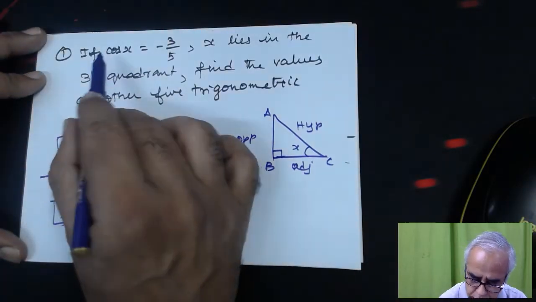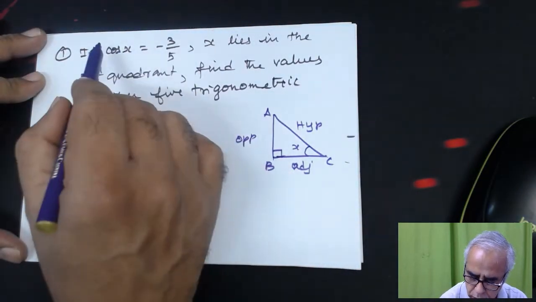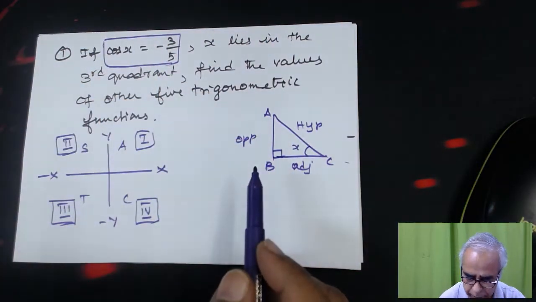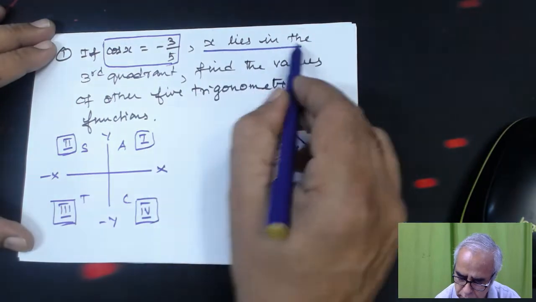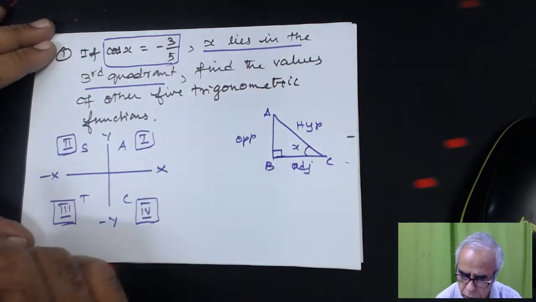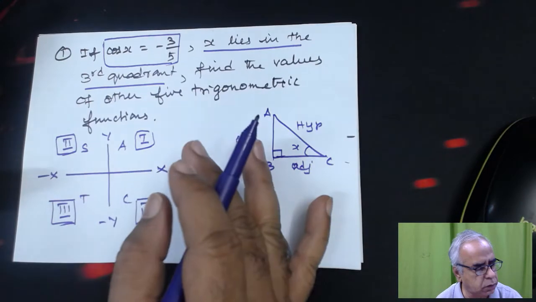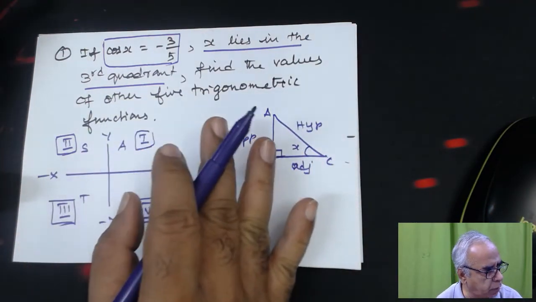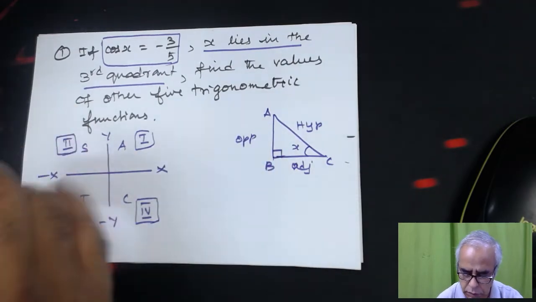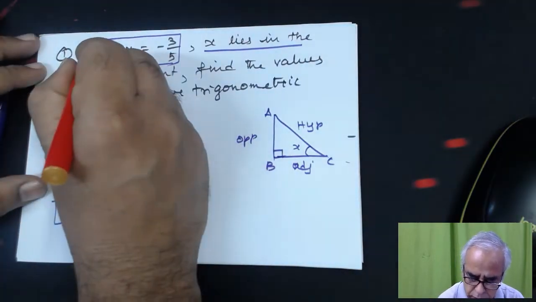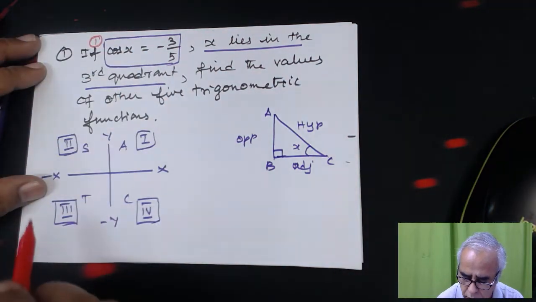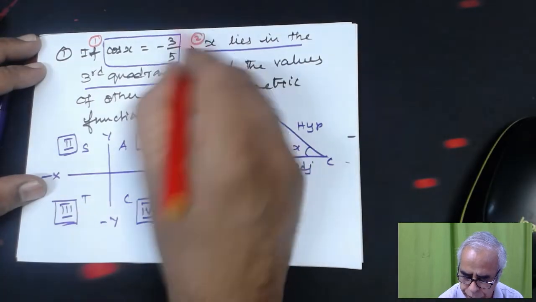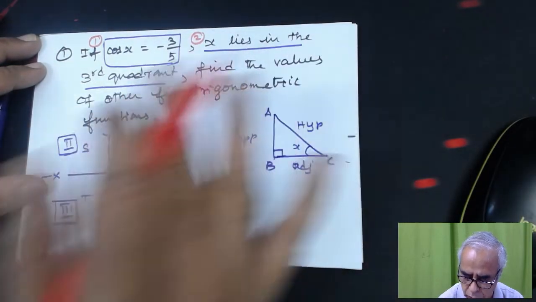Now it is clearly said: cos x is equal to minus 3 by 5, and x lies in the third quadrant. These are the two given parameters. When you consider any problem, you have to identify the given parameters first of all. The first data given: cos x is equal to minus 3 by 5. Second: x lies in the third quadrant.